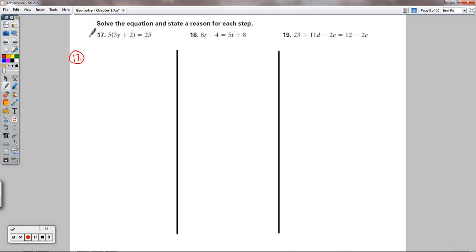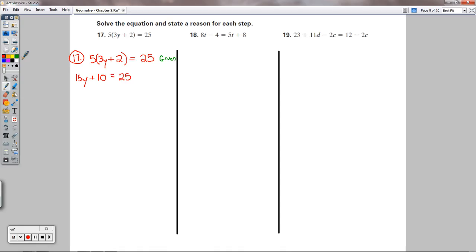All right, 17. It was a poor quoting job by myself, but it's a classic movie. 5 times (3y plus 2) equals 25. We're starting off with that, so this is given to me. I'm going to write that in there as a given, stating a reason for each step. From here, I can distribute the 5 to both parts. That would be 15y plus 10 equals 25.